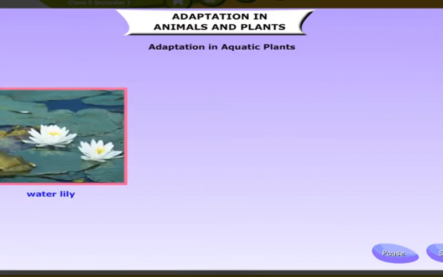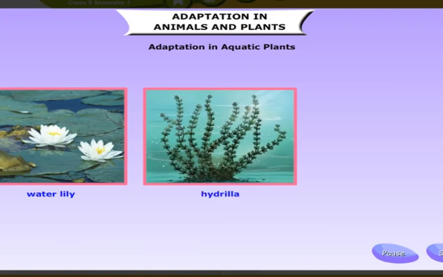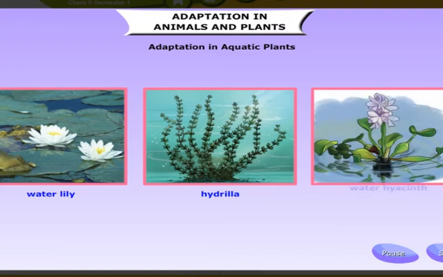Water lily is an aquatic plant which has long, spongy stalks or stems that help them to stay afloat. Hydrilla is also an aquatic plant. It has ribbon-like leaves with no pores and is adapted to live completely underwater. Its roots are fixed to the soil at the bottom of water bodies. Water hyacinths have spongy roots so that the whole plant can stay afloat in water.